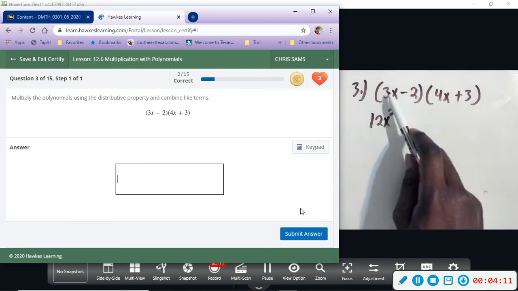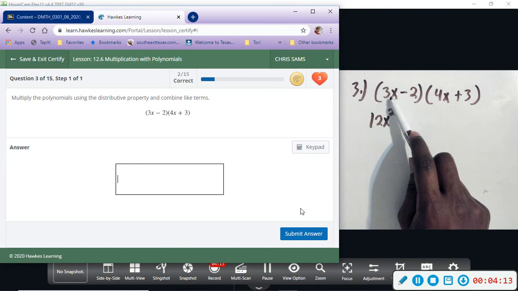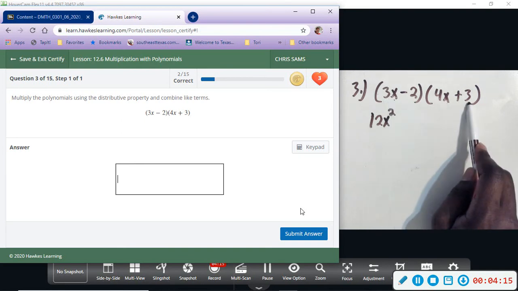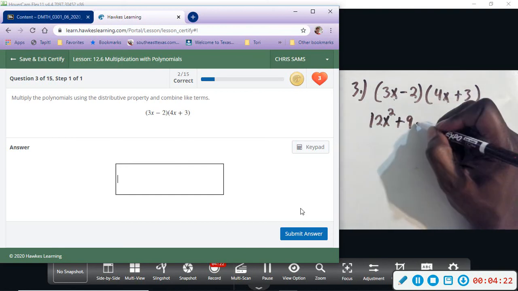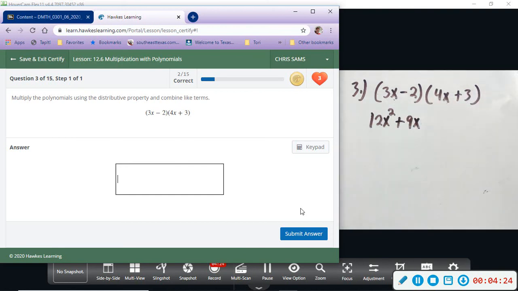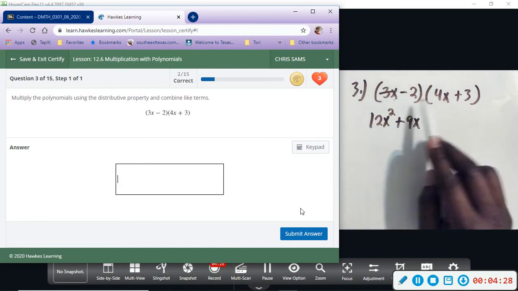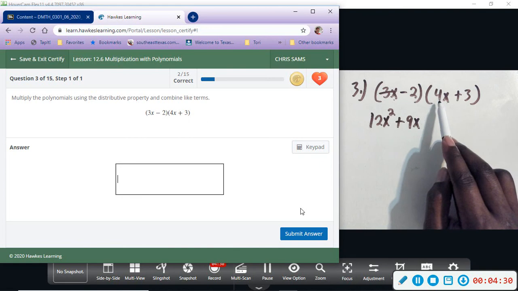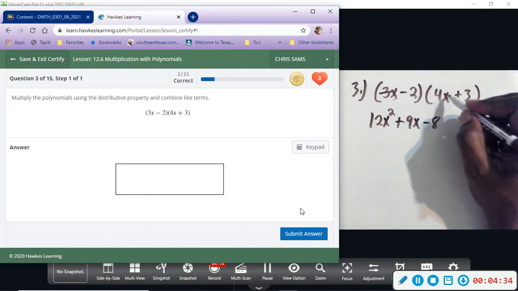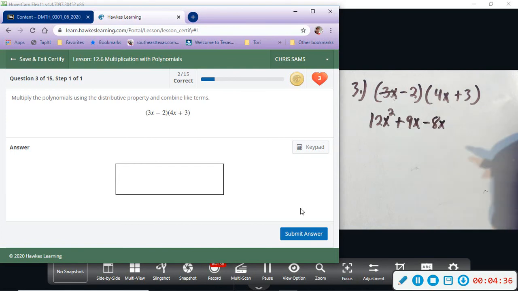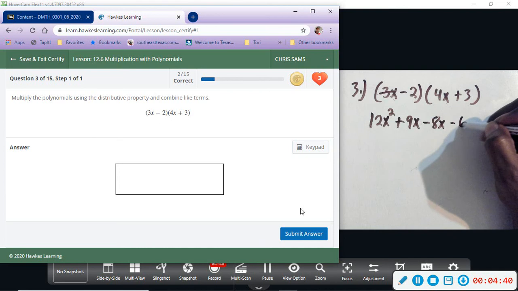Alright, so we've done that first term, and now we're going to do 3x and 3. So the 3 times 3 gives you 9, positive, and then you just have the 1x, so 9x. Alright, so we're done with this term. Alright, now negative 2 times both. So negative 2 times the 4 gives us a negative 8. And then we just tack on that x. And then negative 2 times 3 will give us a negative 6.